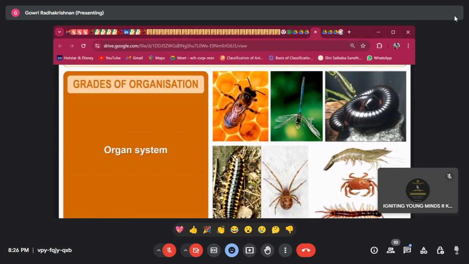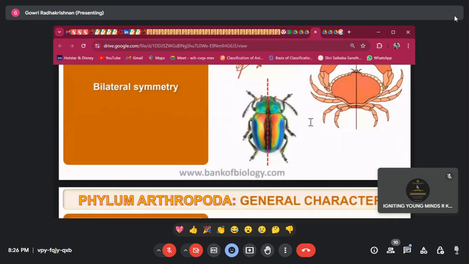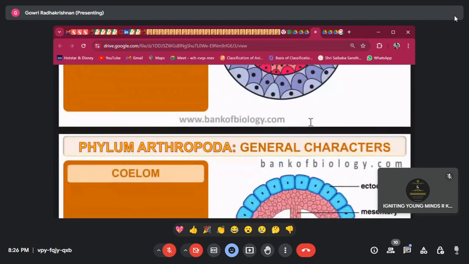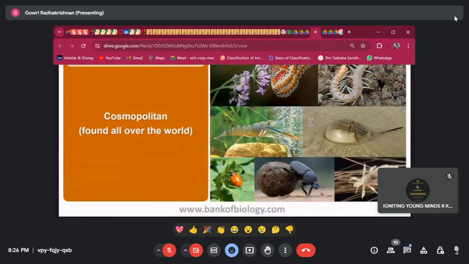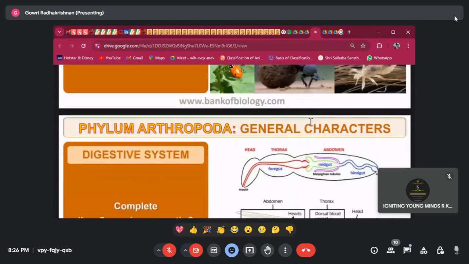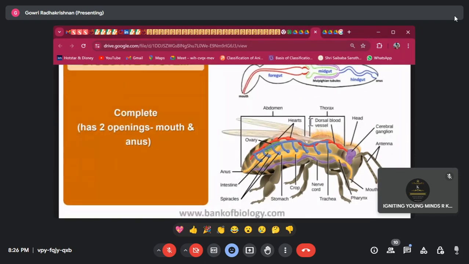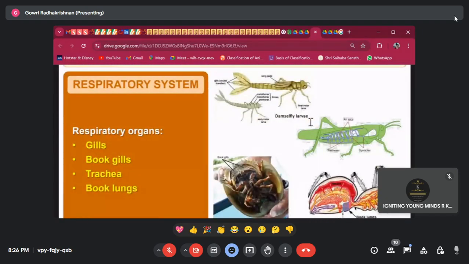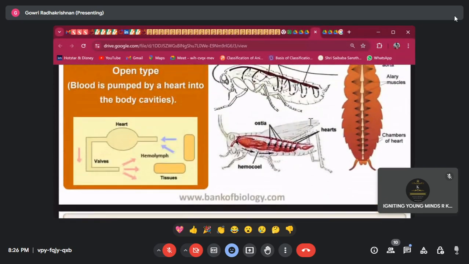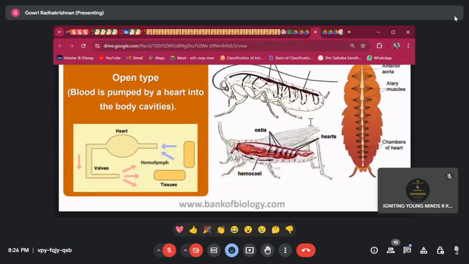Now, grade level of organization, organ system. Symmetry bilateral, triploblastic, coelomate, and cosmopolitan, that is found all over the world. Digestive system is complete, has two openings, mouth and anus. Respiratory system is gills, book gills, trachea, book lungs. And then circulatory system is open type. Blood is pumped by heart into the blood cavity. So blood just flows inside the body through the cavity.